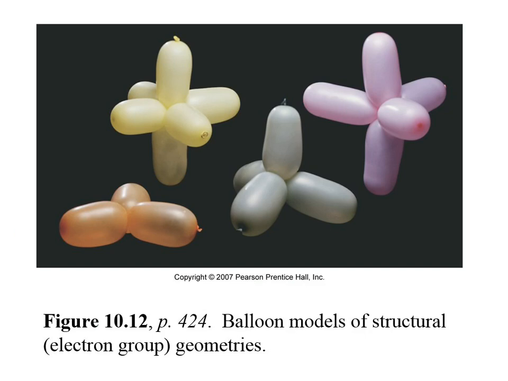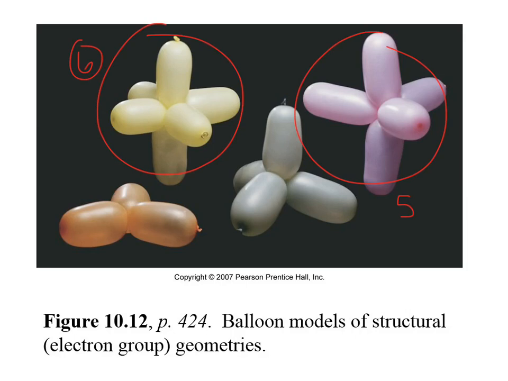Put more appropriately, this is sp3d, and this is sp3d2. If you have 5 electron domains occupied with either sigma bonds or lone pair electrons, that's what the trigonal bipyramidal geometry looks like. If you have 6 things, either sigma bonds or lone pair electrons, around an atom, then that is the geometry we call octahedral, sp3d2.